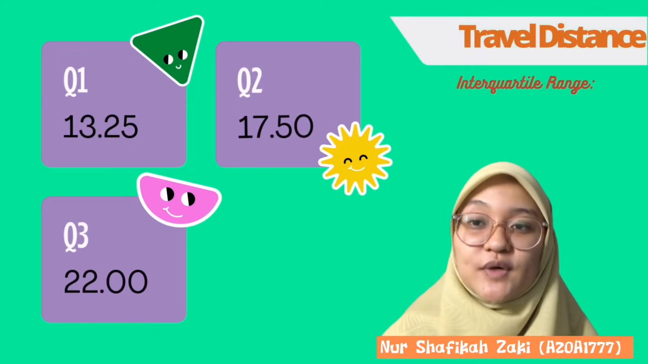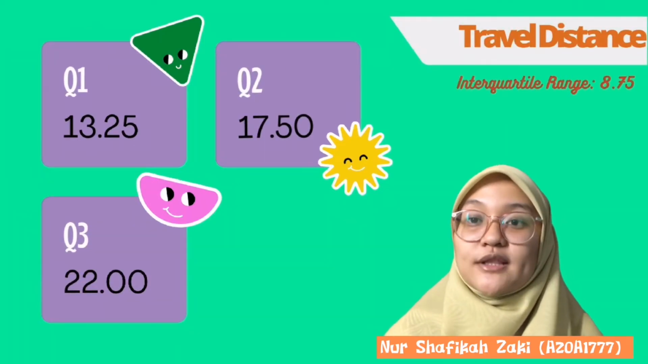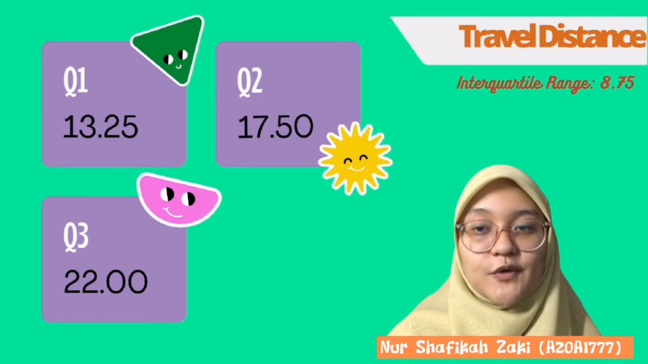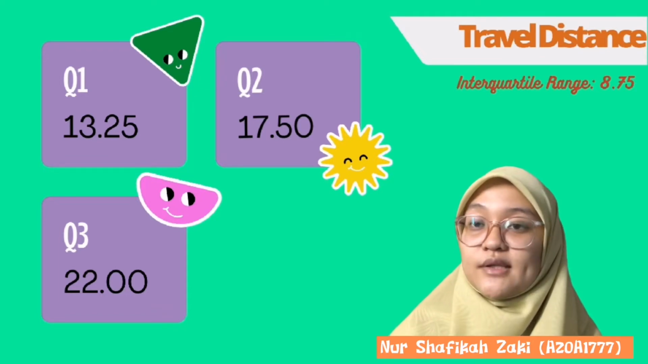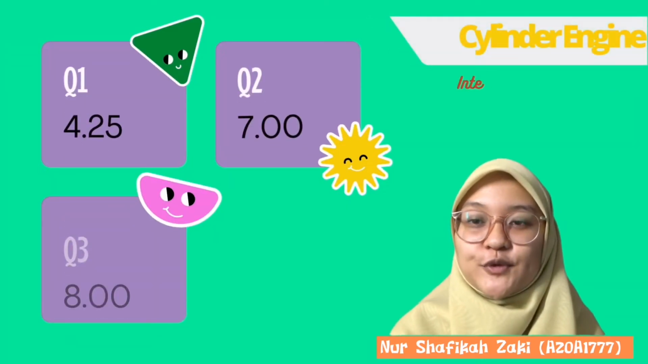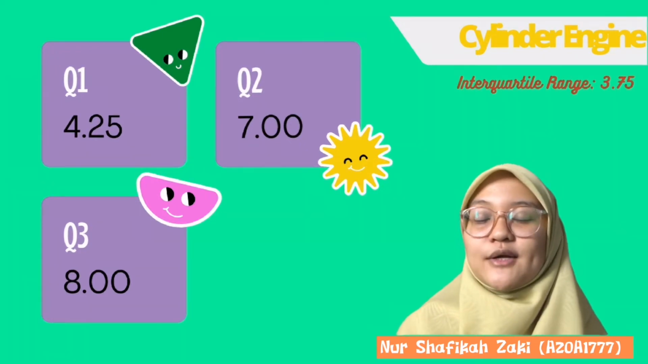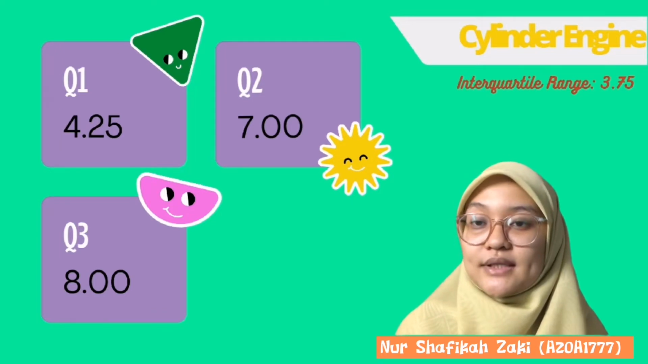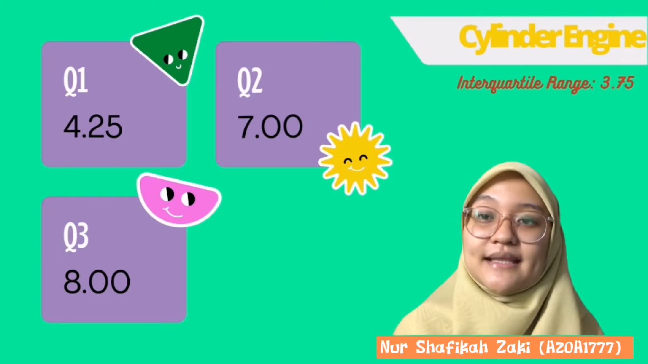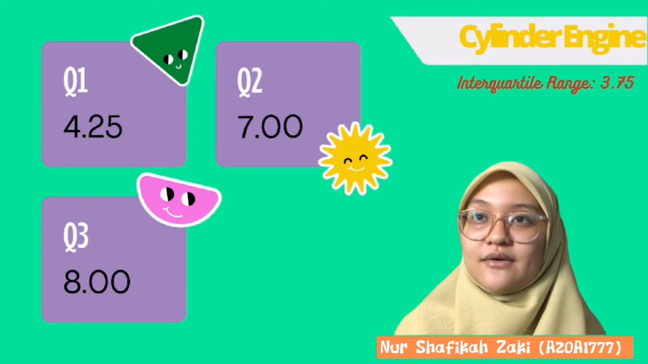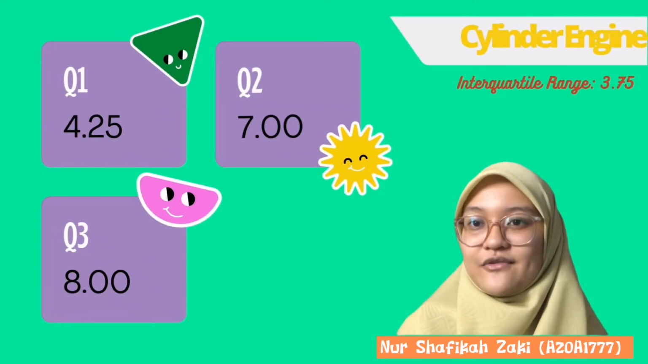Next, we move to KPL. The first quartile calculated is equal to 13.25, the second quartile equal to 17.50, and the third quartile equal to 22.00. The interquartile range is equal to 8.75. Next, we move to cylinder. For cylinder, we have calculated the first quartile equal to 4.25, the second quartile equal to 7.00, and the third quartile equal to 8.00. So the interquartile range is equal to 3.75.